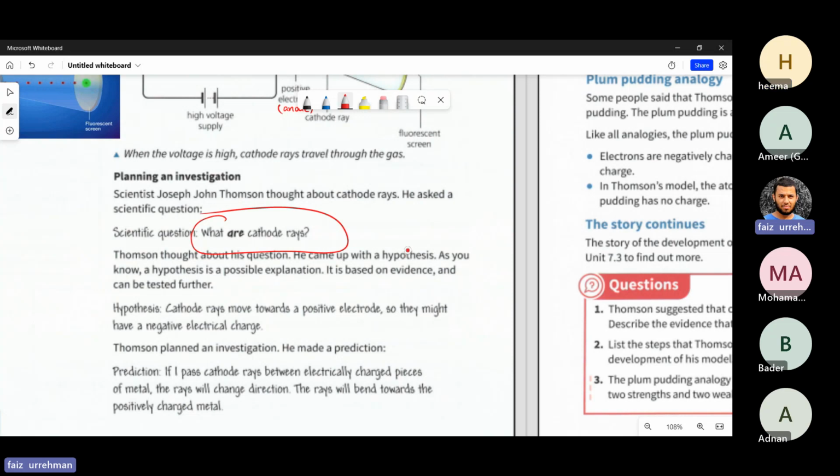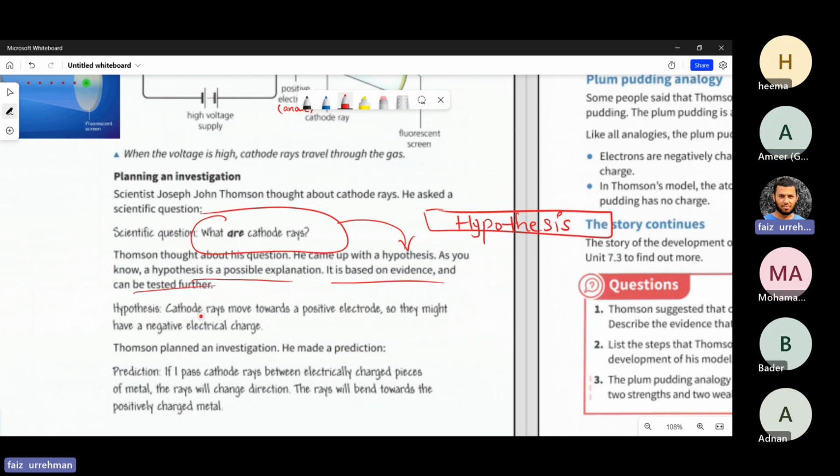He came up with a hypothesis. What is a hypothesis? Yani what he thinks might be the answer. It can be wrong, it can be correct, but he makes a judgment. He makes a solution result here, and he's checking whether his result is correct or not. So this is known as a hypothesis. Now, as you know, a hypothesis is a possible explanation. It is based on evidence and can be tested.